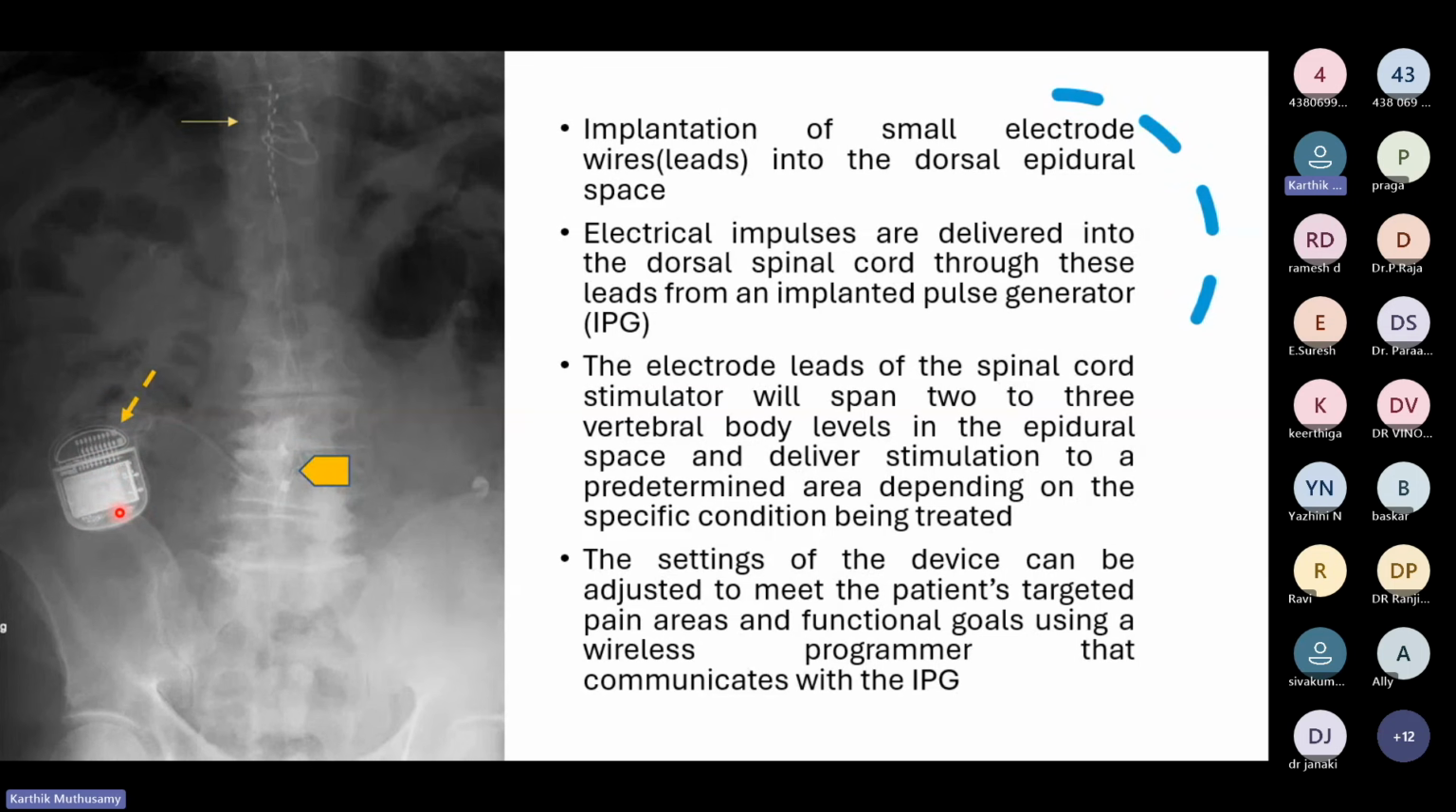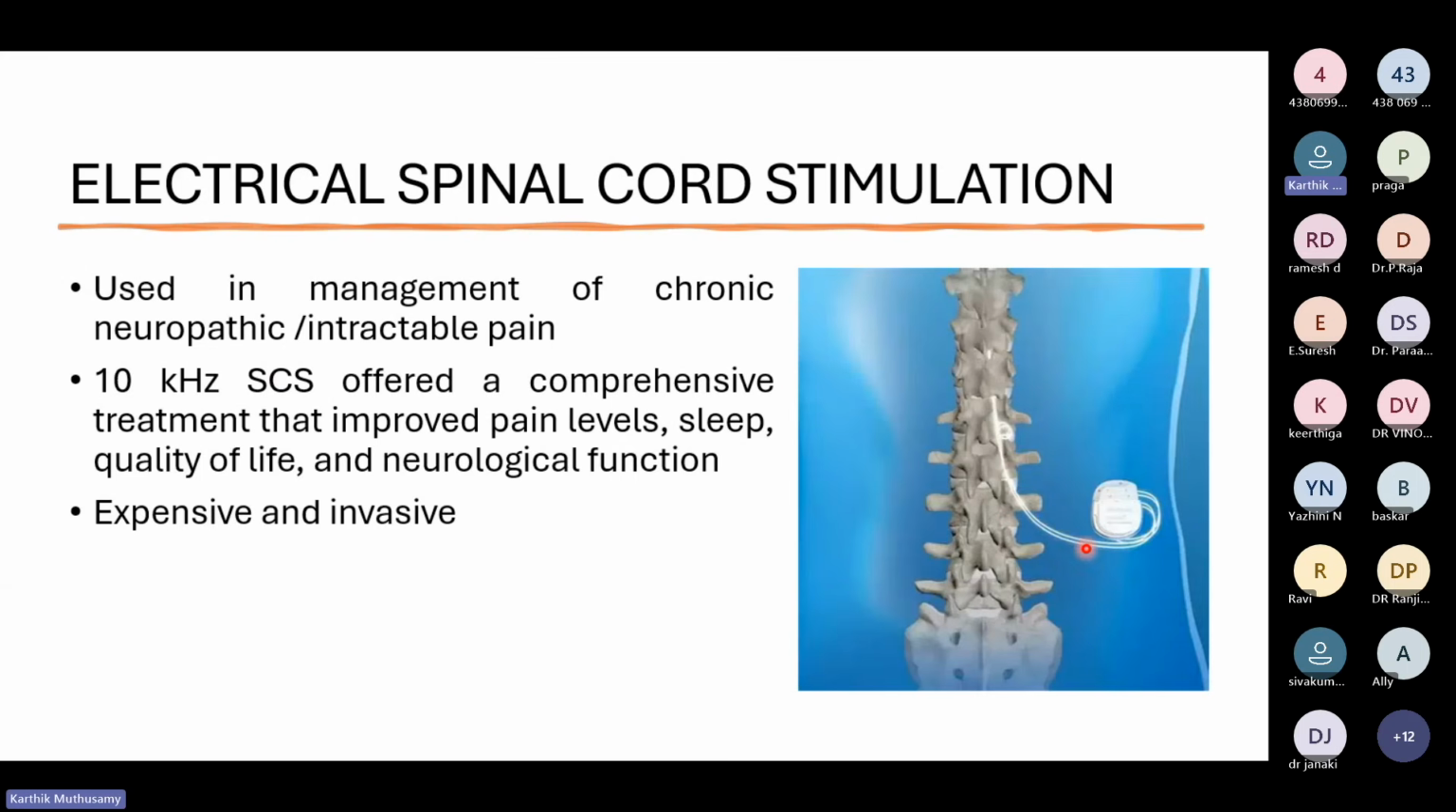The electrical leads of the spinal cord stimulator span around 2 to 3 vertebral body levels in the epidural space, and they deliver the stimulation to the predetermined area depending upon the specific condition being treated. The settings of the device can also be adjusted after implantation to meet the patient's targeted pain areas or functional goals using a wireless programmer that communicates with the IPG. This is another picture of an electrical spinal cord stimulation device. It is used in the management of chronic neuropathic or intractable pain.